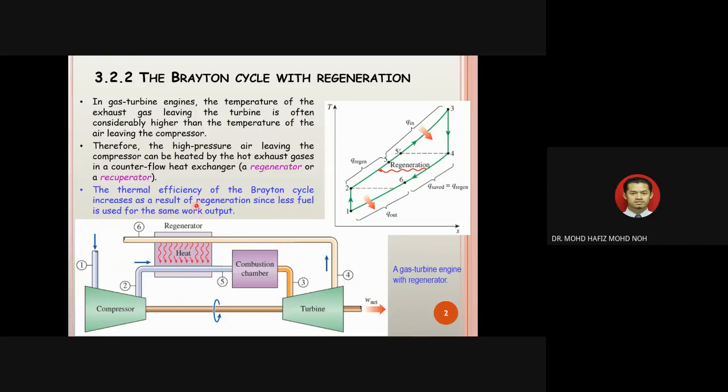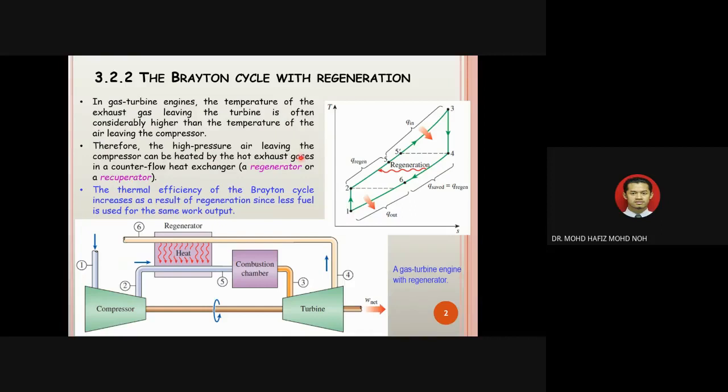In the gas turbine engine, the temperature of the exhaust gas leaving the turbine is often considerably higher than the temperature leaving the compressor. This can be proved by looking at the T-S diagram. Therefore, the high pressure air leaving the compressor can be heated by the hot gases coming out from the turbine by using a counterflow heat exchanger, which we call a regenerator or a recuperator.